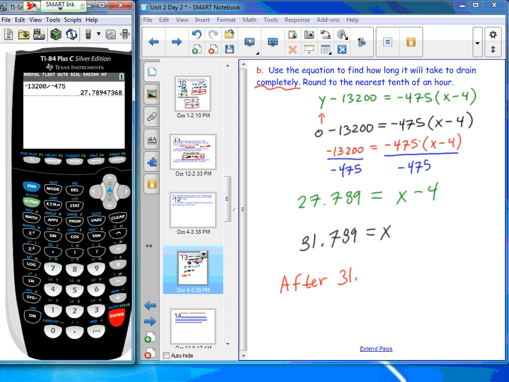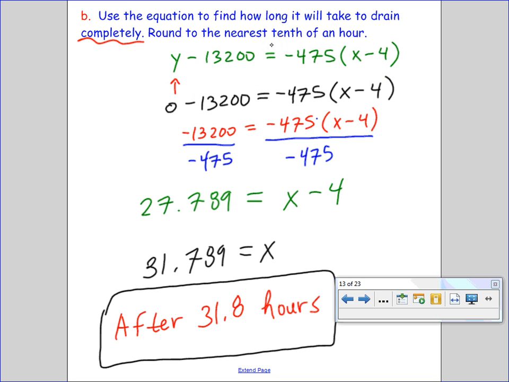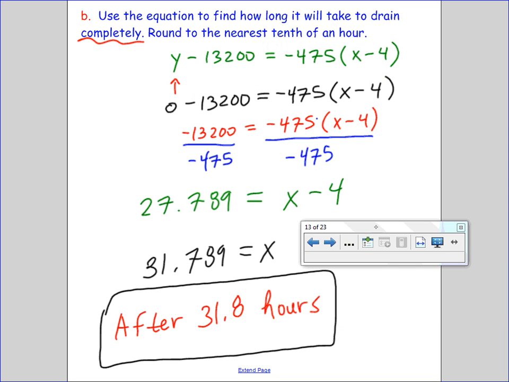After 31 point, what would we say for nearest tenths? 31.8, and what would the label be for x? Gallons? Percent? Hours. So the pool drained completely after 31.8 hours. That's pretty sweet. What questions do you have about our pool problem?